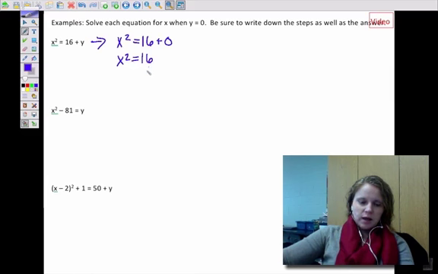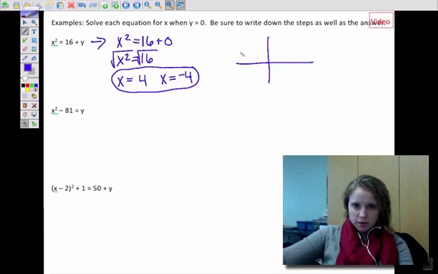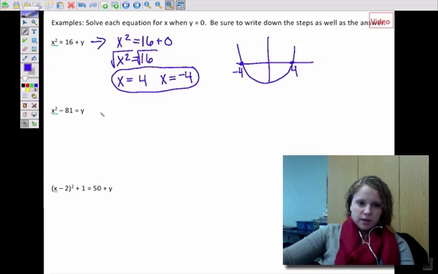equals 16. Now, the opposite of squaring is square rooting. We know this. So I'm going to square root both sides. And then the square root of x squared is x. And the square root of 16 can either be 4 or negative 4, because both 4 squared and negative 4 squared are 16. So that's my answer there. I have 2 answers, which makes sense because most parabolas you're going to have 2 roots, and this one will be at negative 4, and this one will be at 4.